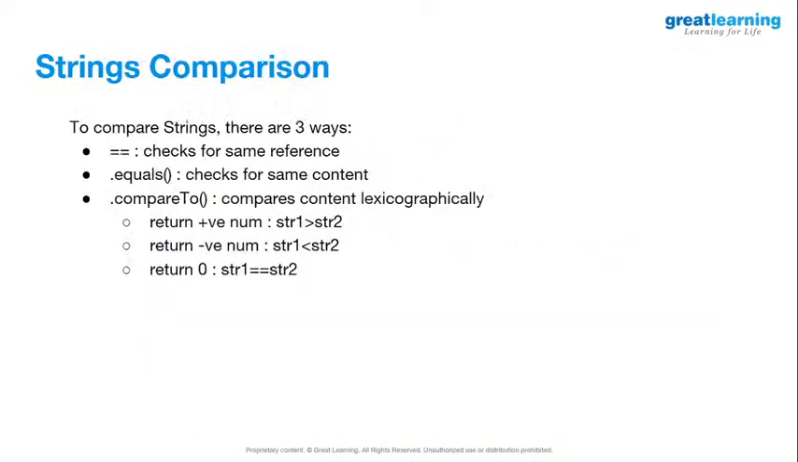How we do comparison, basically: if we use the double equals sign on variables, if a is equal to b, then it will check the value, but it's not the case with strings. With strings, the double equals sign will check the reference, and with the help of the dot equals method, we can check if they have the same content or not. There is another comparison method, compareTo, which compares the content lexicographically. If string one is greater than string two, it will return a positive number. If it's less, it will return a negative number. If it's zero, that means both our strings are equal.